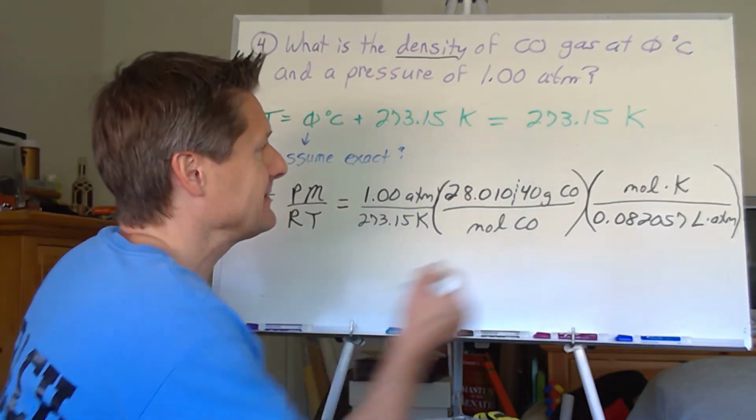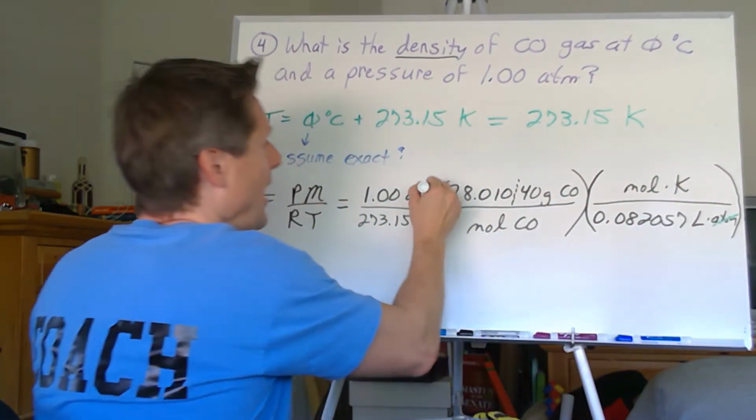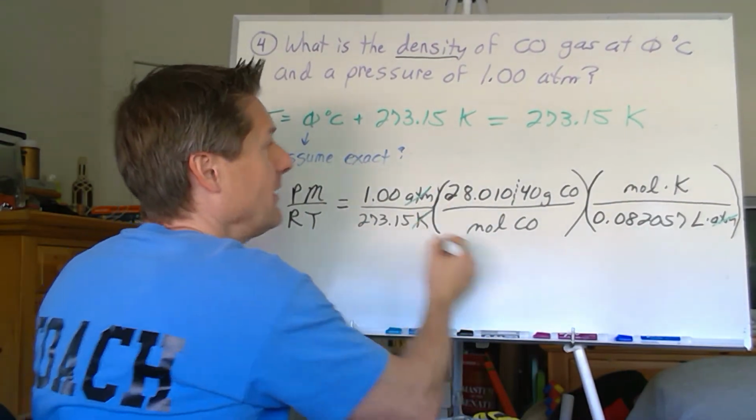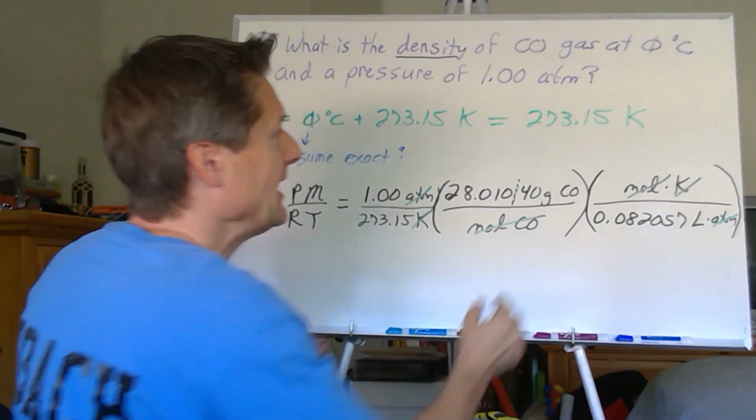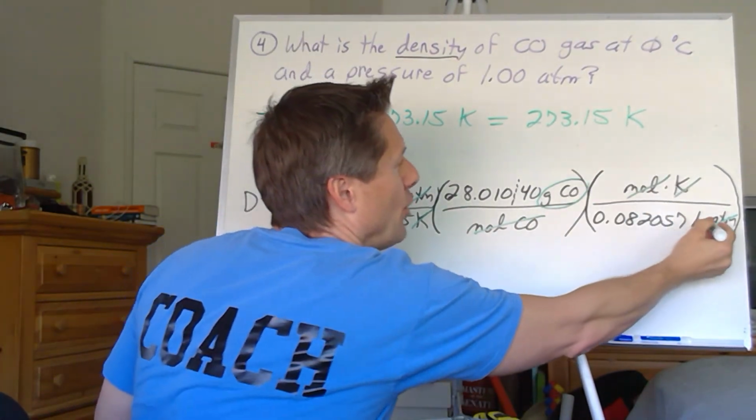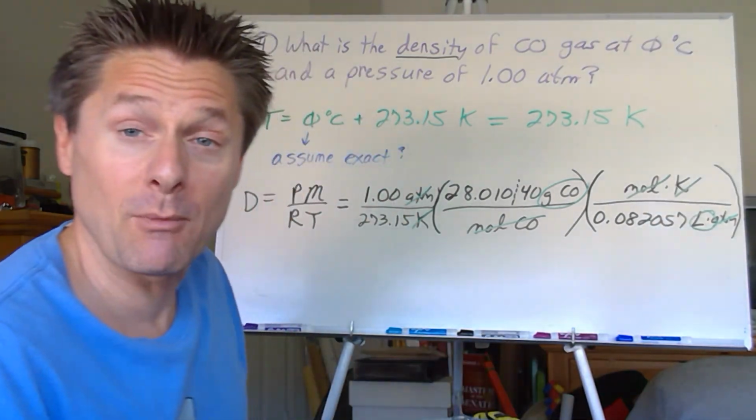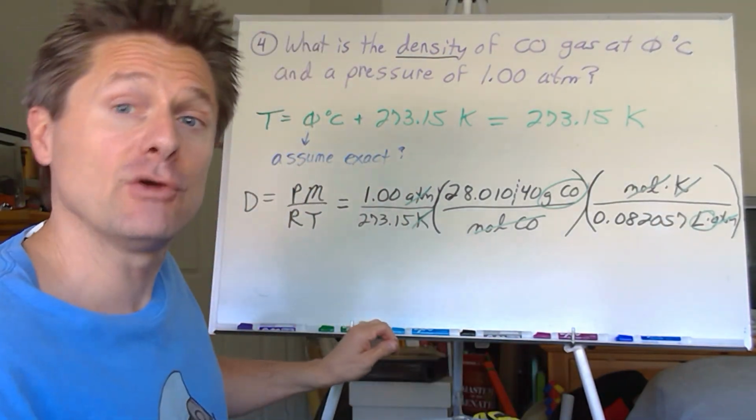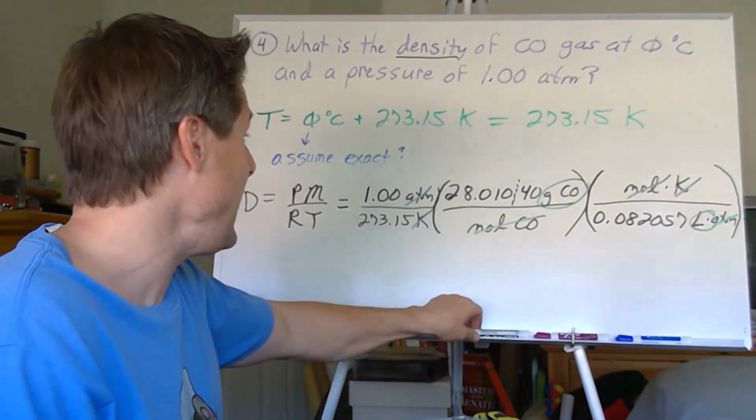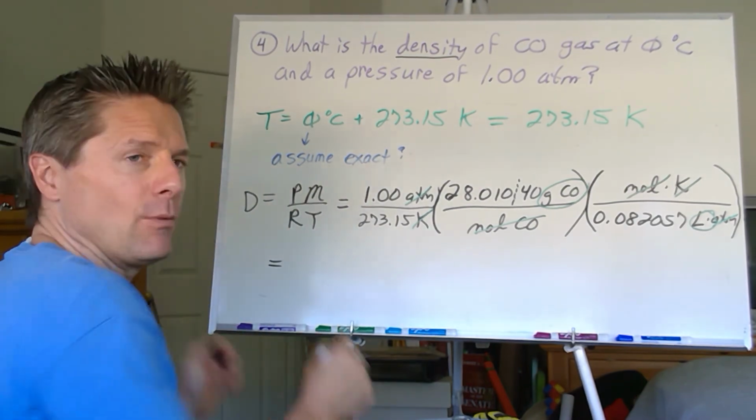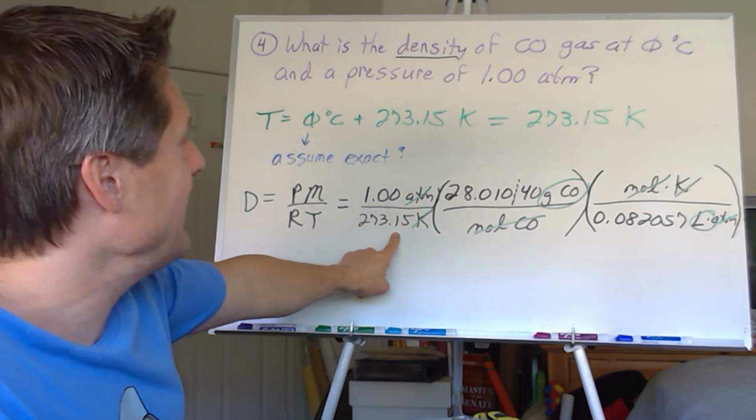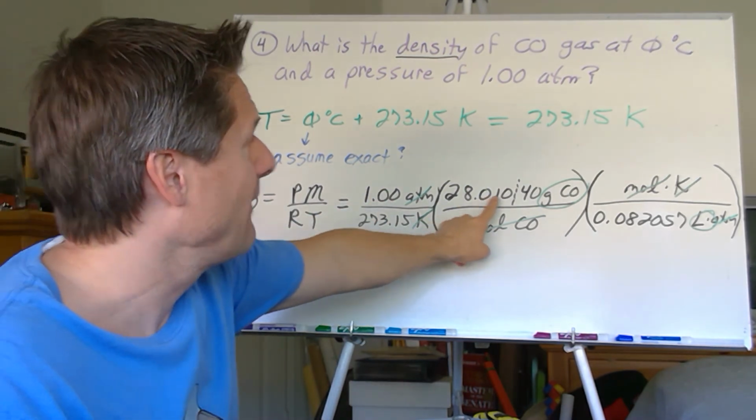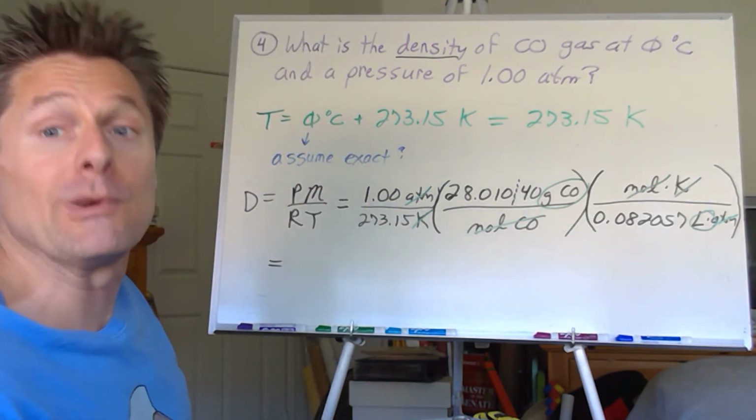Let's look at our units. Atmospheres in the denominator and numerator. Kelvin in the denominator and numerator. Moles cancels. Leaves me with grams per liter, which, if you remember with gases, those are the units for densities of gases. Grams per liter. Liquids, grams per milliliter. Solids, grams per centimeter cubed. 3 sig figs, we're assuming that's exact. 5, so we're limited to the 3 significant figures.